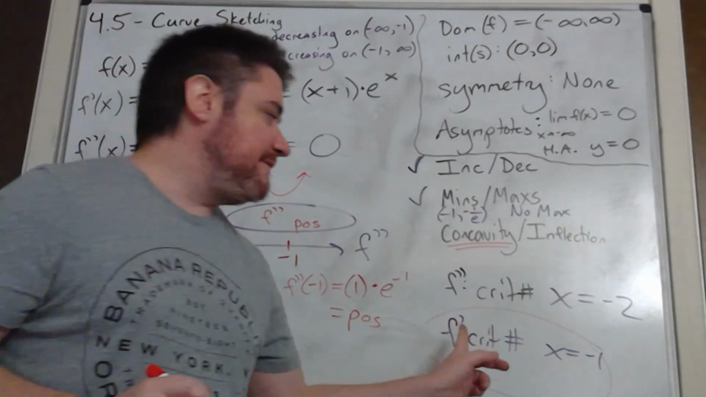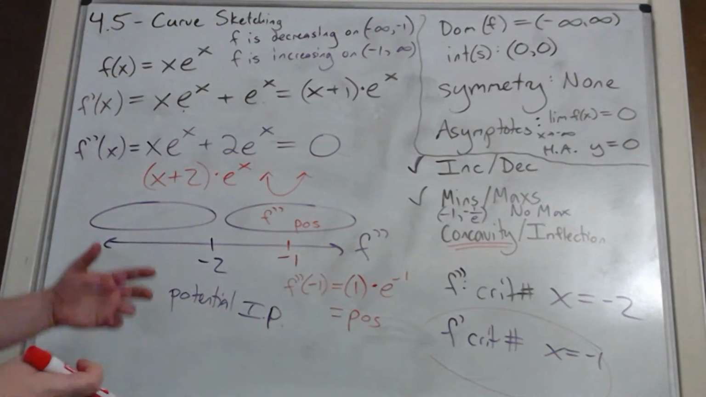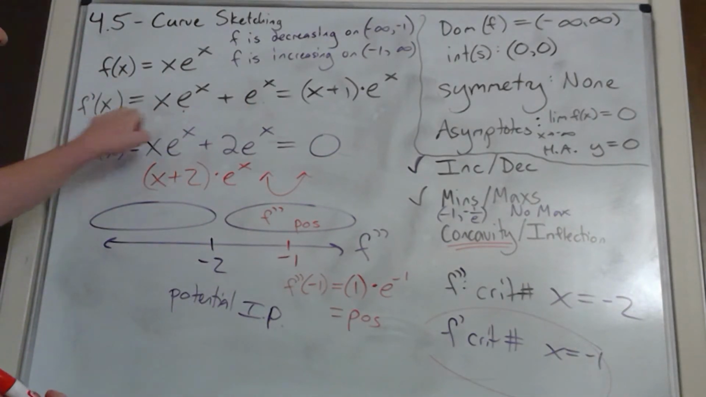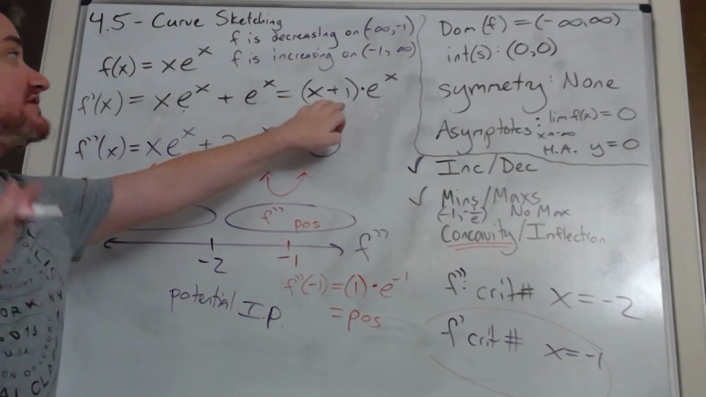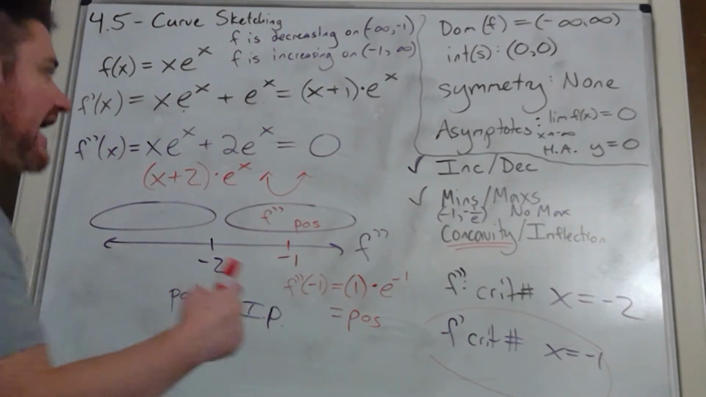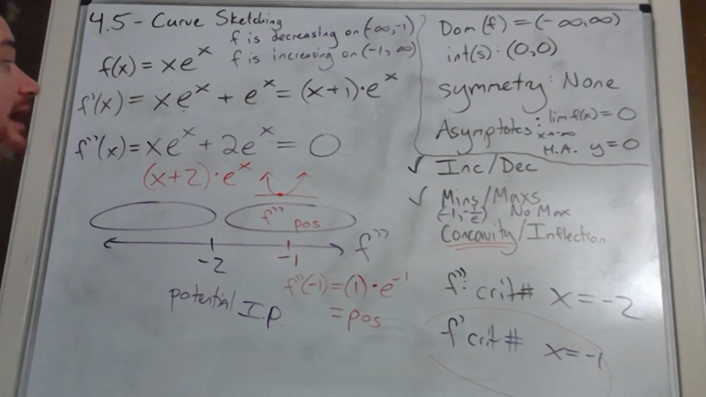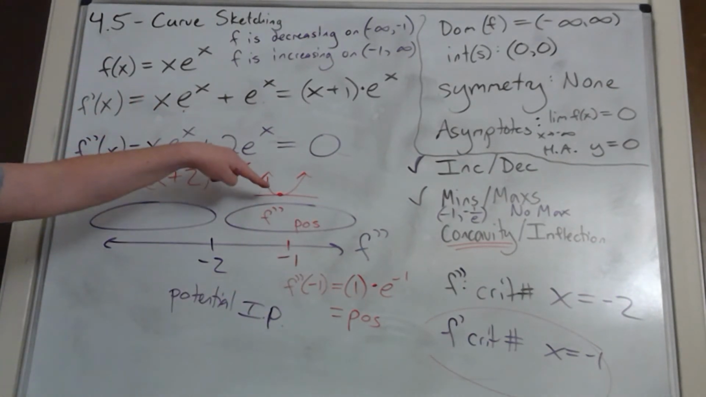However, the critical number from our first derivative, x equals -1, arose from the fact that -1 made our derivative equal 0, which means the original graph is flat when x is -1. So we know the graph is flat. We also know at the point where it's flat, it's concave up. Therefore, that represents a minimum.